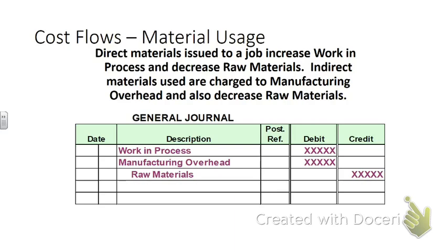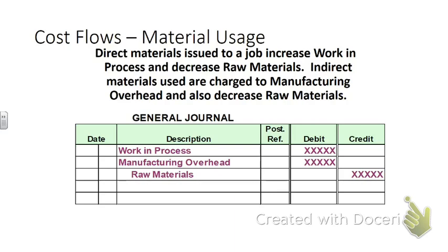Then notice what happens when we request the materials. Our raw materials are credited. Why are raw materials credited? Because they're going down. And our debit is going to be to work in process and to manufacturing overhead. Keep in mind, the same rules apply as last year. The debit and credit dollar amounts have to be equal. So that's what my journal entry is going to look like.